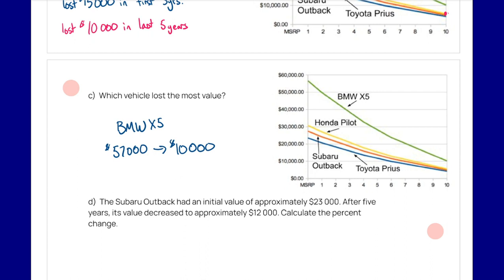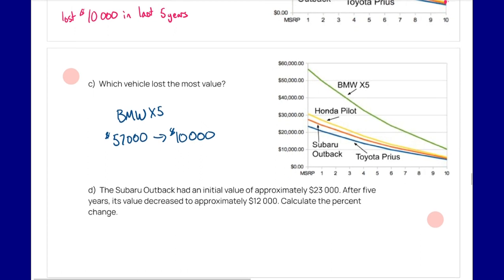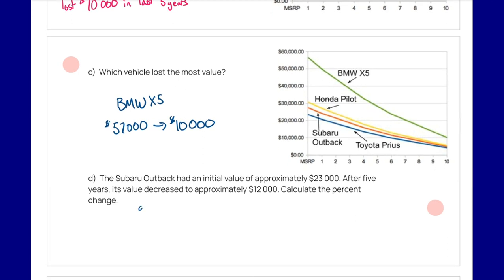D, the Subaru Outback had an initial value of approximately $23,000. After 5 years, its value decreased to approximately $12,000. Calculate the percent change. So we want to see what percent did it change by, or the percent depreciation, because we can see that it's decreasing. So we're going to take 12,000, the new value, minus 23,000, divided by 23,000, and multiplied by 100.